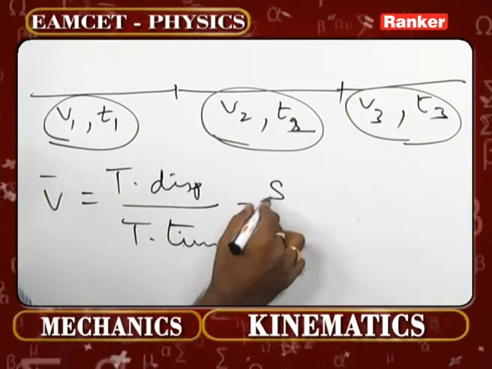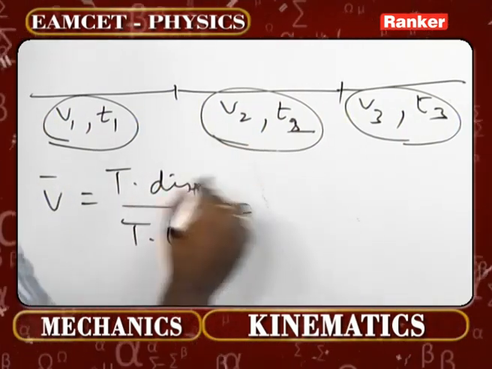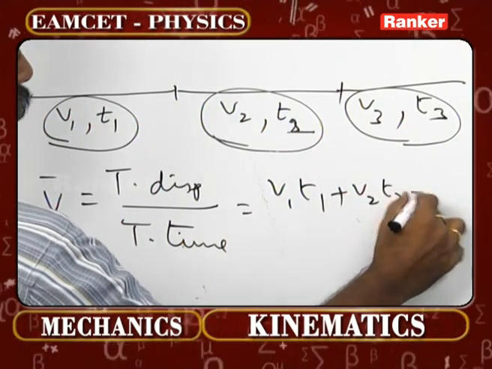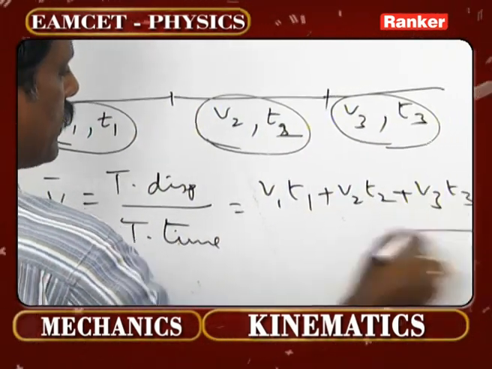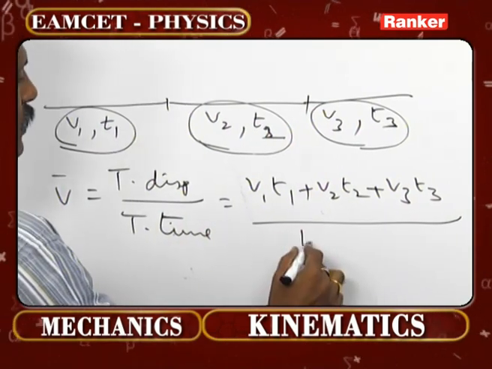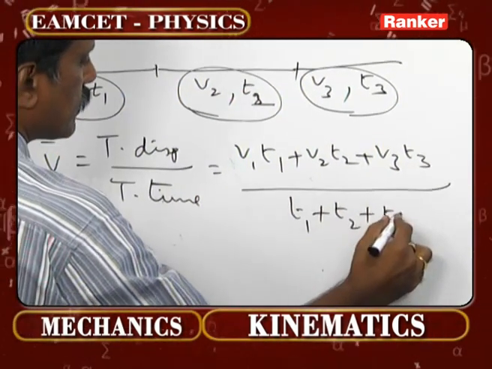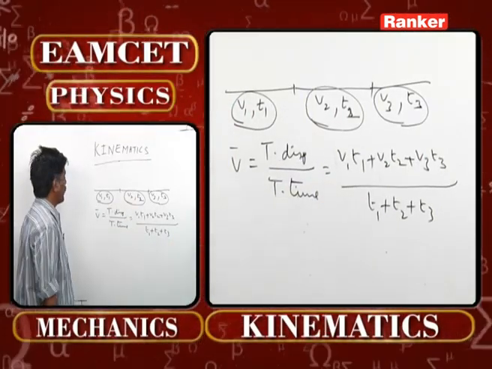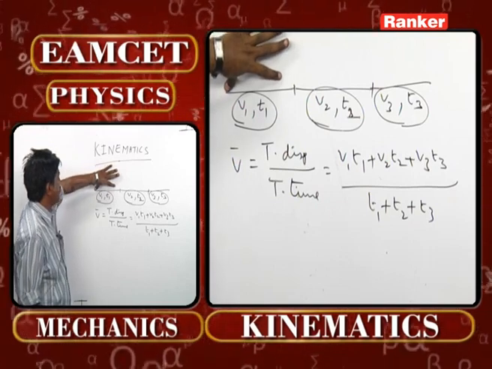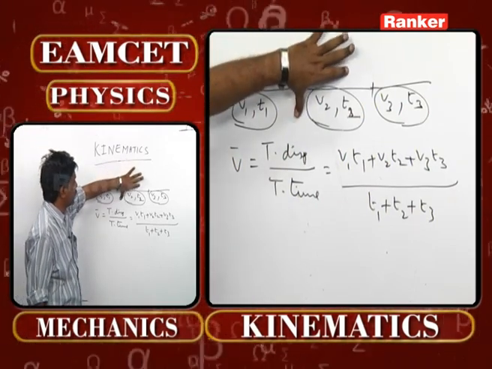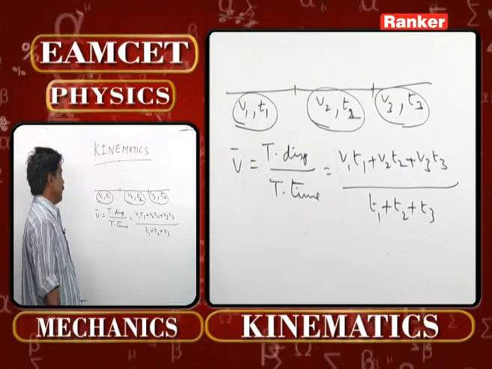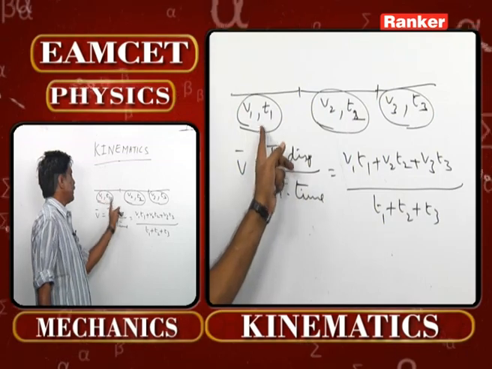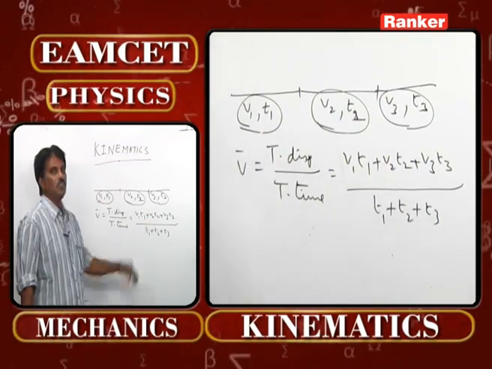So total displacement is S1 is V1 T1 plus S2 is V2 T2 plus S3 is V3 T3 by total time taken is T1 plus T2 plus T3. This will give you the average velocity when the particle is moving with velocity V1 for the first interval of time T1, next with time interval T2, next with time interval T3. Similarly, if intervals are equal, you have to substitute in place of T1, T2, T3 only T value, then you will get the average velocity.